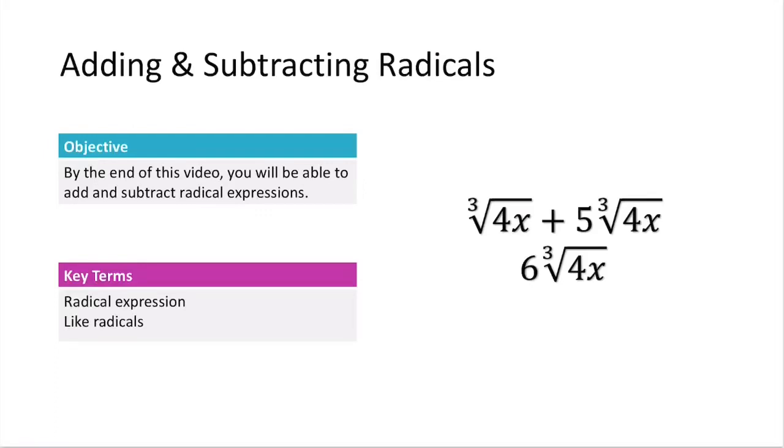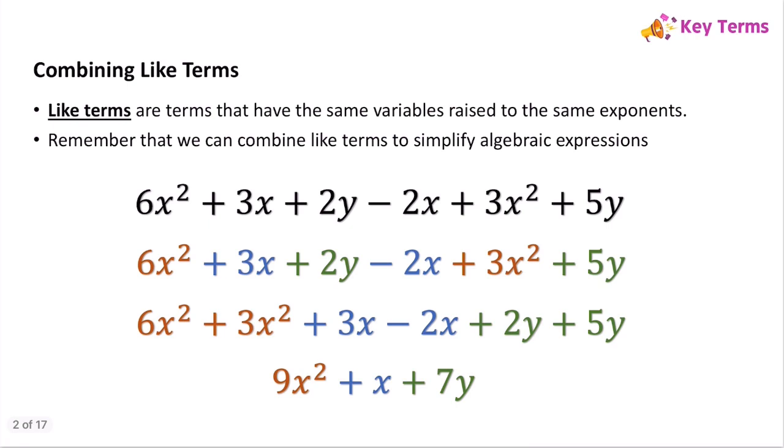In this video, we're going to talk about how to add and subtract radical expressions. So remember, we talked about how to combine like terms. Like terms are terms with the same variables raised to the same exponents. So remember, we can use this to simplify algebraic expressions. All we do is go through the expression and identify the terms that are alike, and then we can put them together by combining their coefficients, and that allows us to simplify the expression.